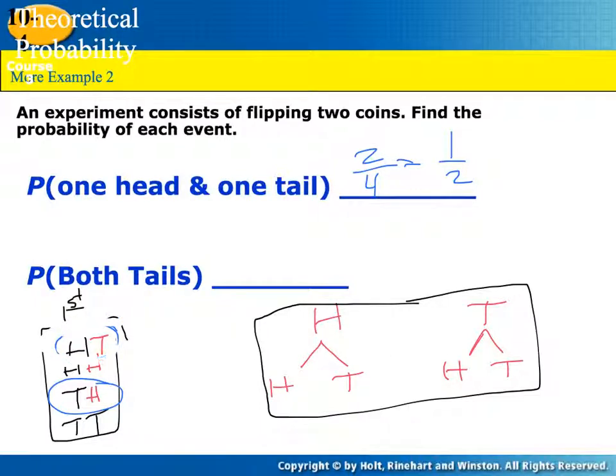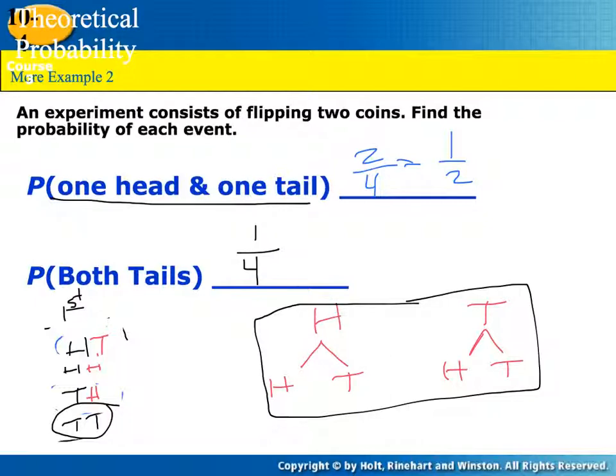What about both of them being tails? Well, if both of them are tails, how many times in my sample size that you see down below did I get both tails? Once. 1 out of, again, how many outcomes do we have? 4. So you're putting the number on top that you are choosing, what's in parentheses, and your bottom number is the total number of possible outcomes. Good.